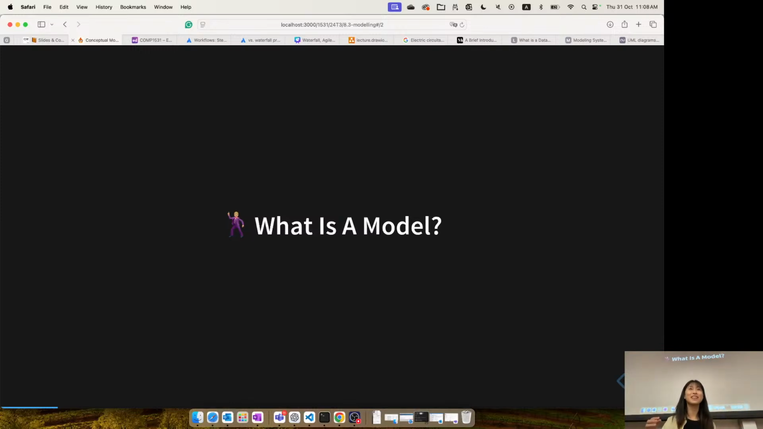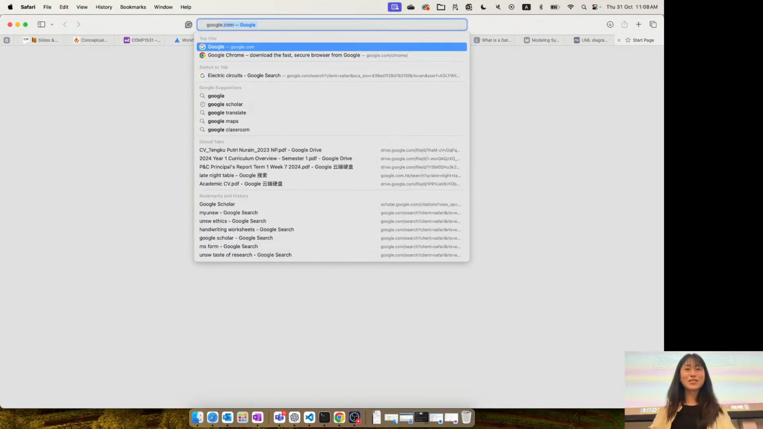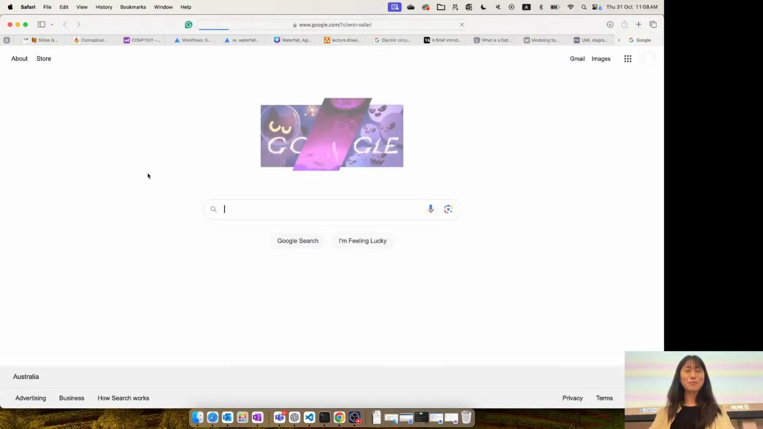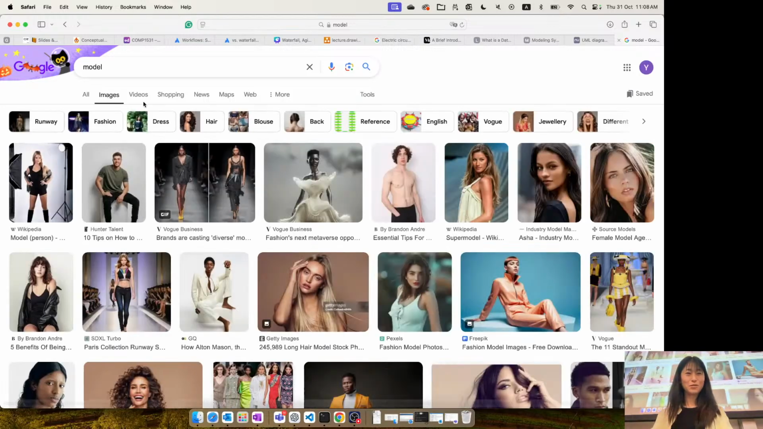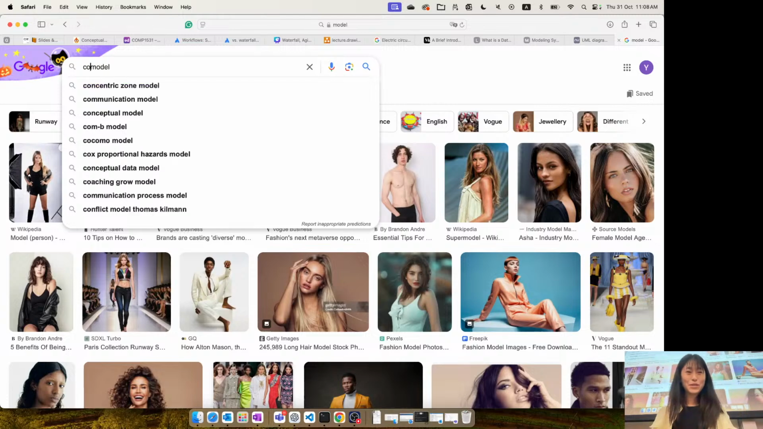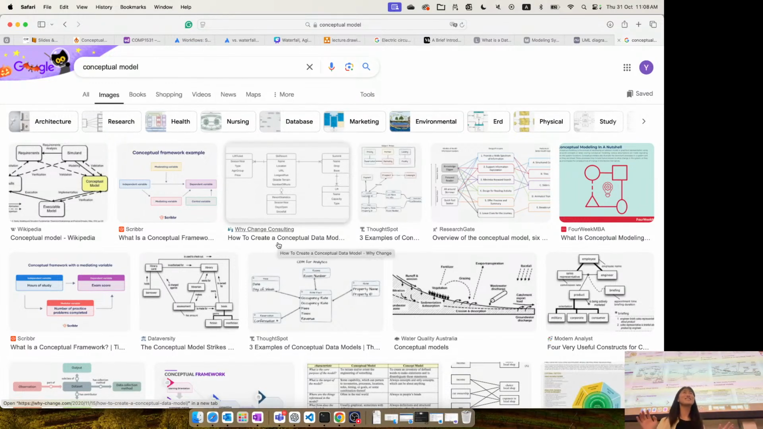It's easier to understand. So I'm going to find some examples on Google and ask Google what a model is. So let's just try model and then go to images. Uh-oh, this is not what we are looking for. So I'm going to add conceptual model. So you can see these are all models. It's a way of describing a thing, right?